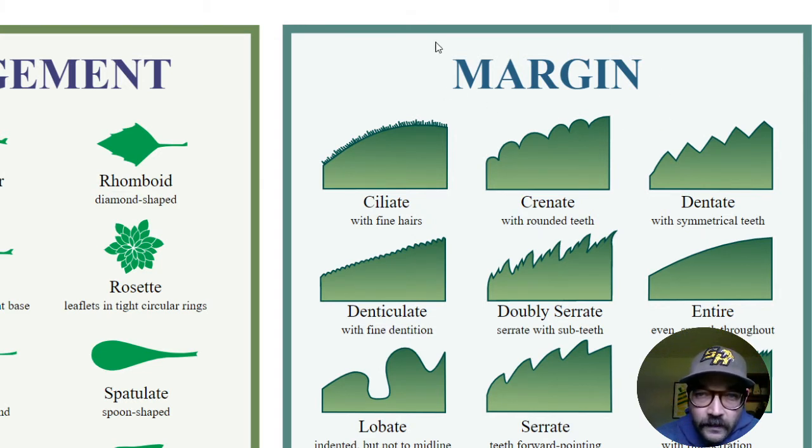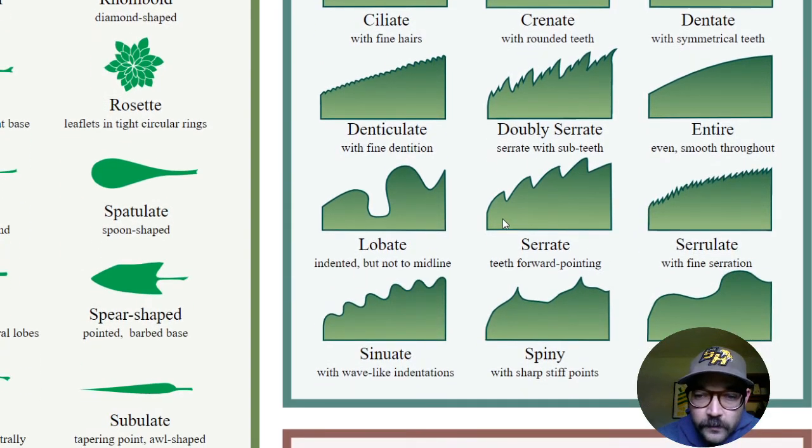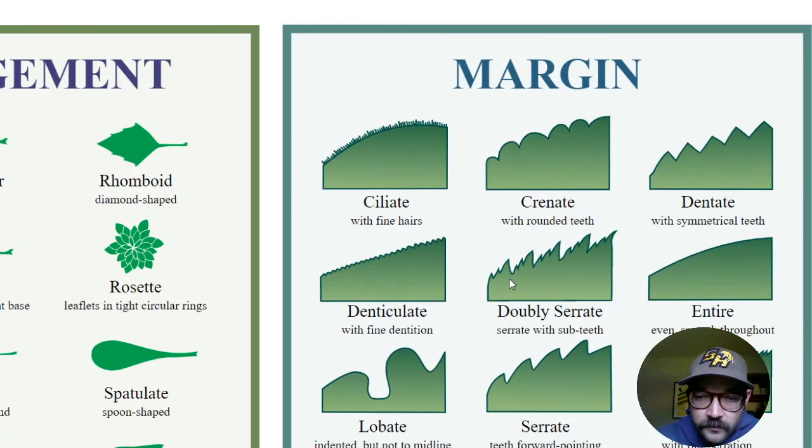It's called margin. The edge of the leaf is the margin, and depending on what type of plant it is, it'll have different appearance to it. So some leaves are entire, meaning completely smooth edge. Some are dentate, which is Latin for teeth, so tooth shaped. Some are serrate, which means saw, so kind of shaped like the teeth on a saw with forward pointing teeth. And then there's also doubly serrate if there's little teeth on the big teeth. Denticulate is little teeth, fine dentition.